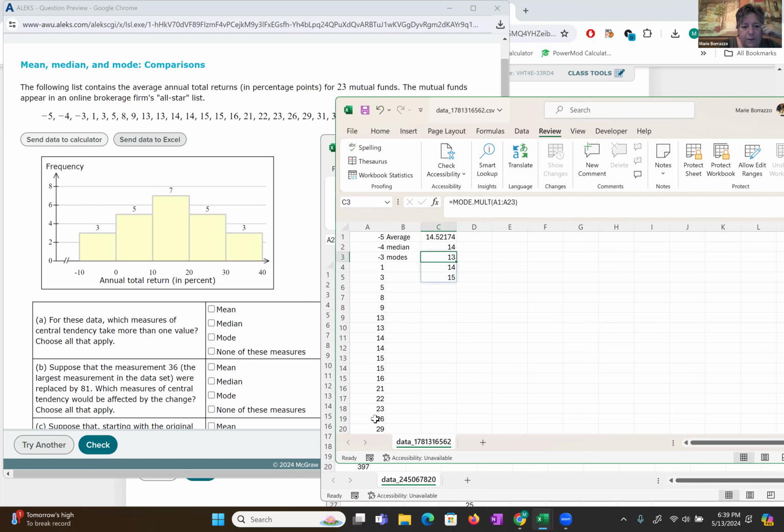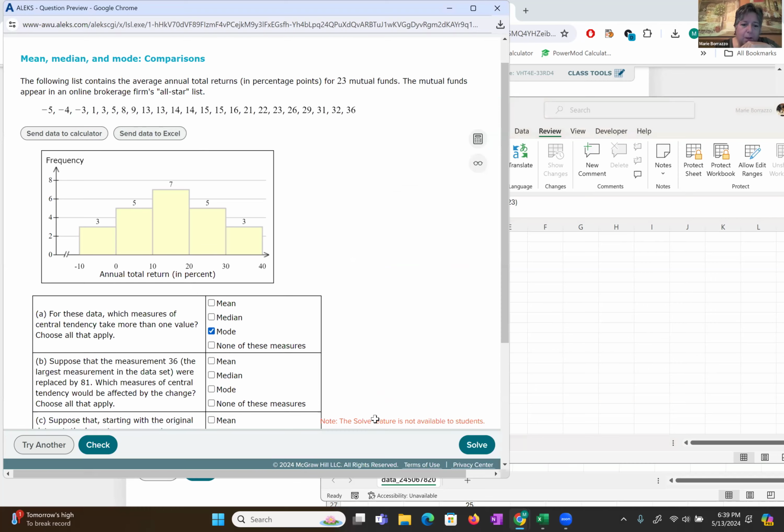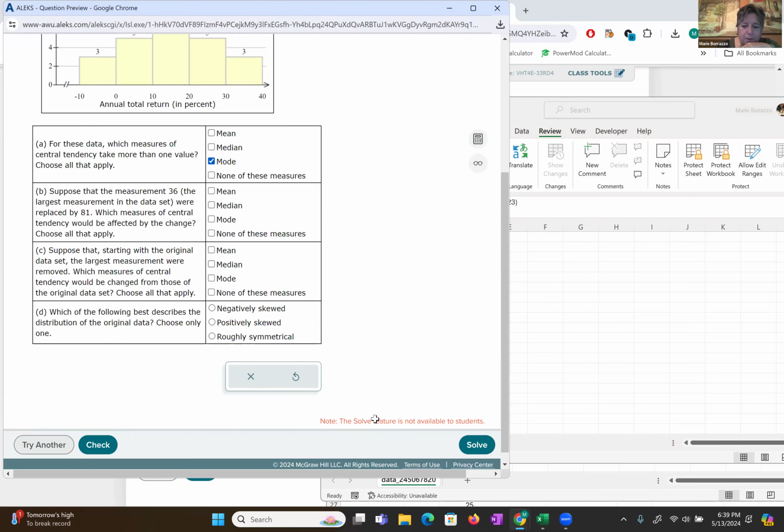So for which data set do the measures of central tendency take on more than one value? Just the modes, maybe? Just the mode. All right. And then what's the next one?